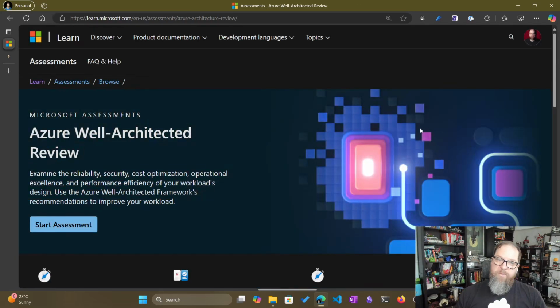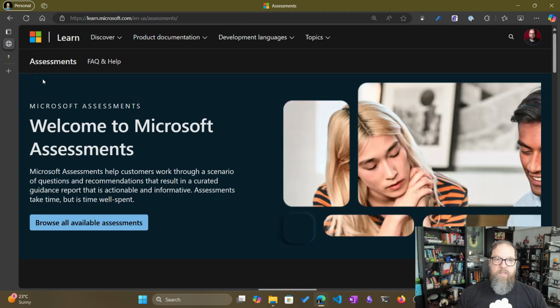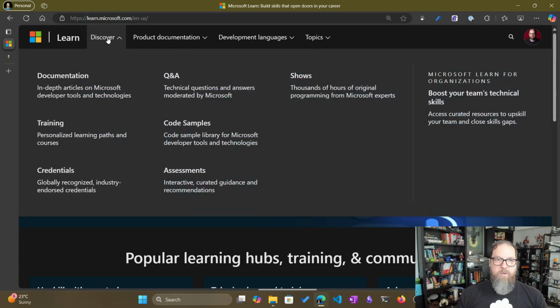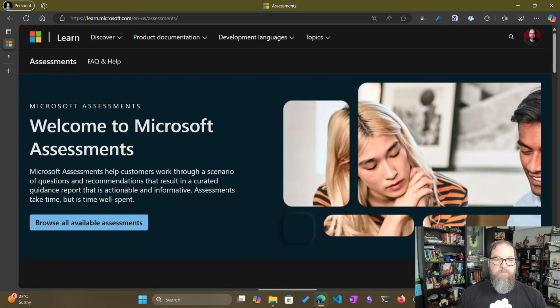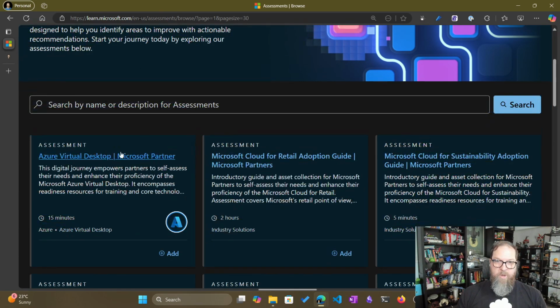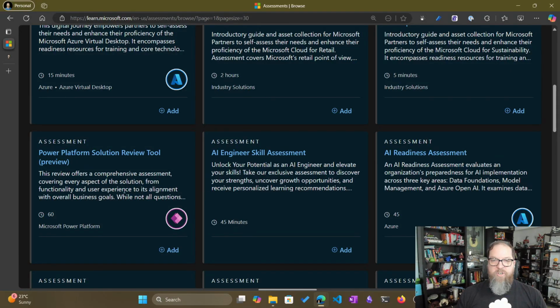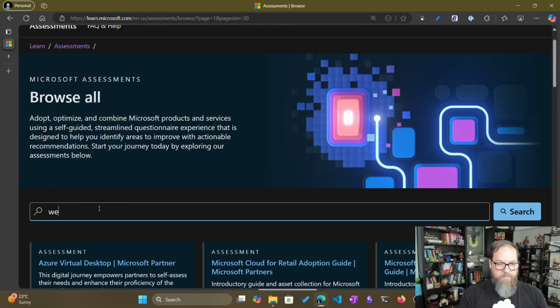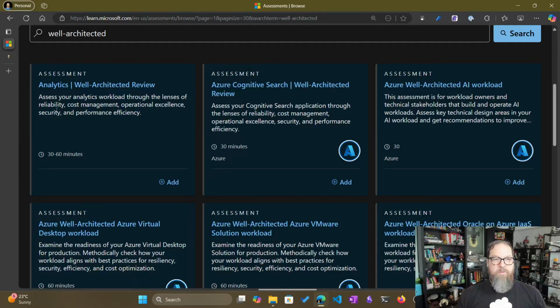Now I want to talk about the assessment tool before I get into Advisor. Microsoft, through Learn, actually has a number of different assessments that you can take. There is one for the well-architected review, but if you just go out to Learn, there are some assessments right here. There's certifications and credentials, but there's assessments. There are a ton of assessments that you can do for various services and techniques. But again, if we do well architected, and we look here, there's a couple.